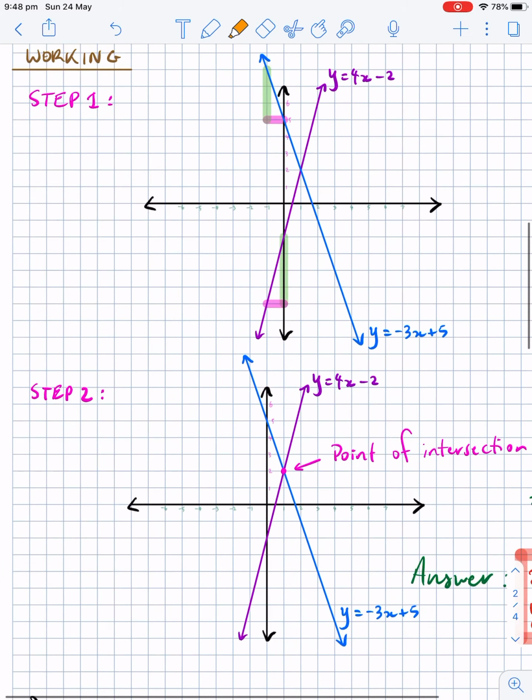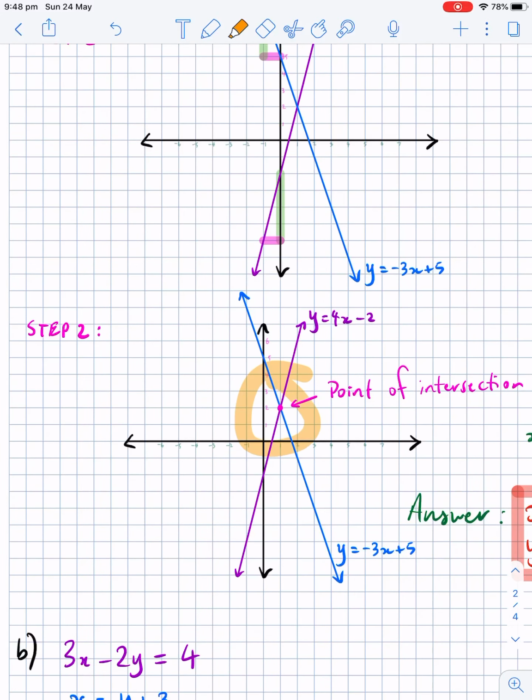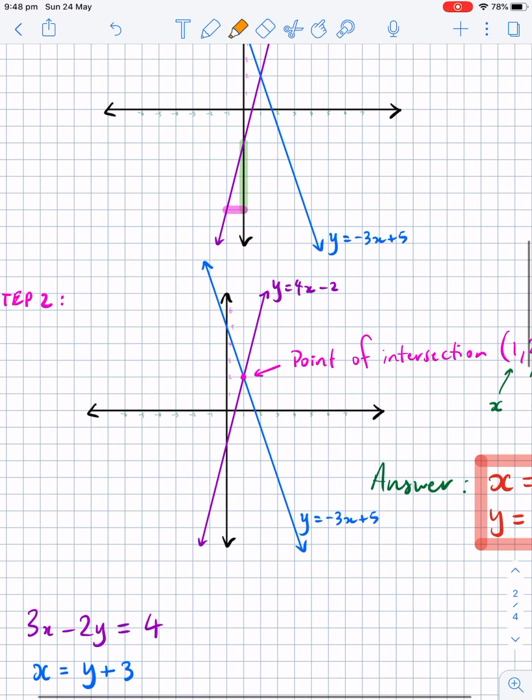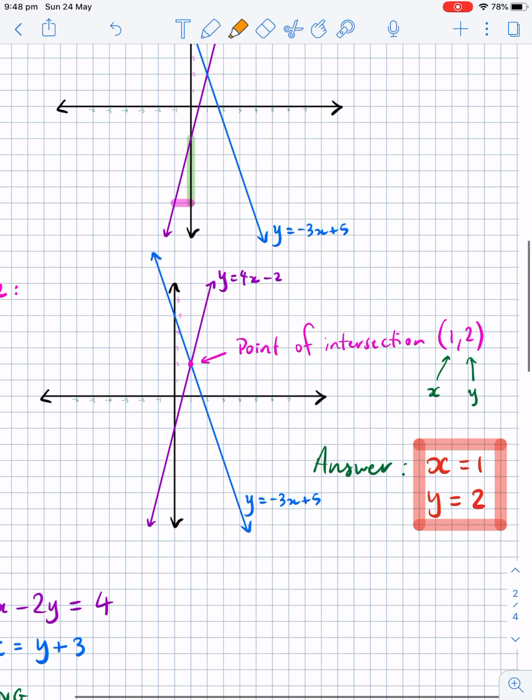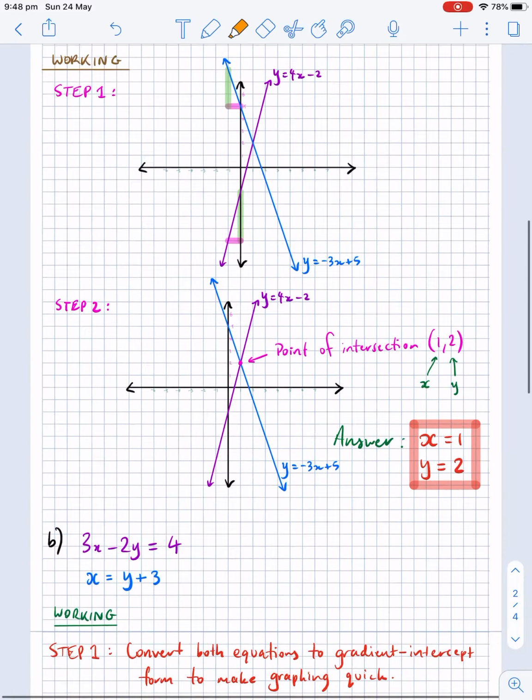Step number 2 is you then look at the point of intersection of these lines. This point here has the coordinates 1, 2. Therefore, our answer to our simultaneous equations is that x is 1 and y is 2, as you can see here. Simple as that.